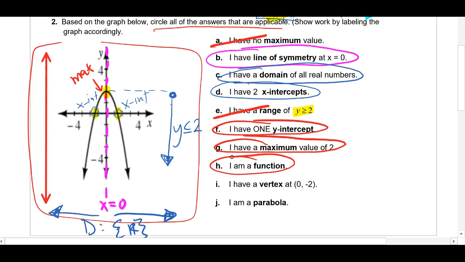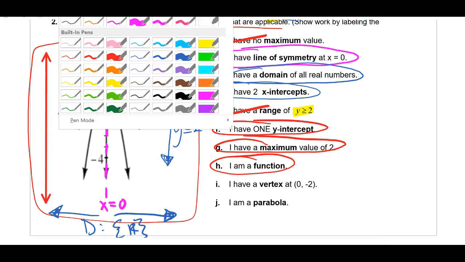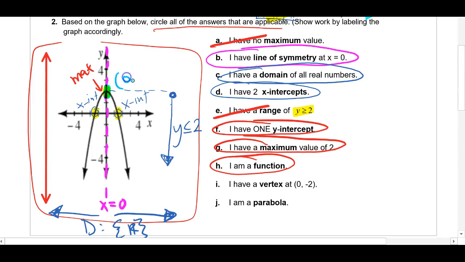And then I have a vertex of 0, -2. Well, let's see where it's at. Well, we know the vertex is right there in the middle. And at that point, it's at 0, and it's above the x-axis, so the y value is 2. Positive 2, not negative 2.